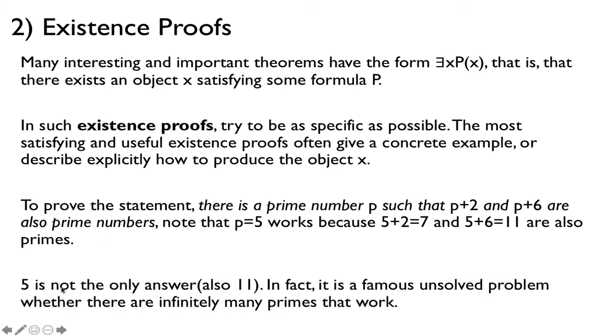By the way, 5 is not the only answer. 11 also satisfies this. In fact, this is a famous unsolved problem, again unproven, that there are infinitely many primes that work. In other words, there are infinitely many primes p such that p plus 2 and p plus 6 are also primes. So this is very similar to the twin primes conjecture.